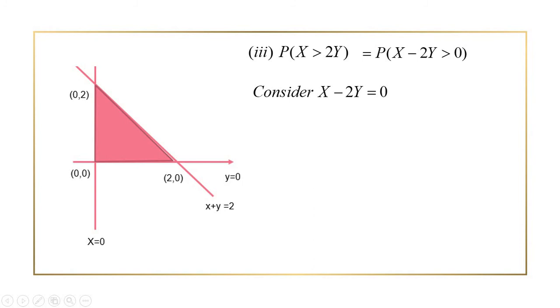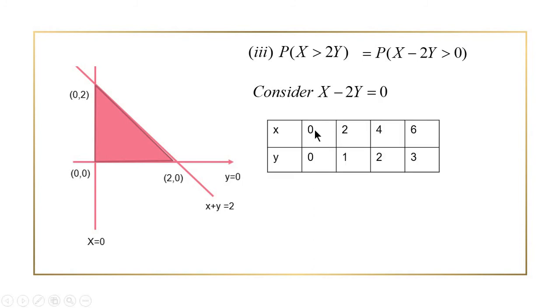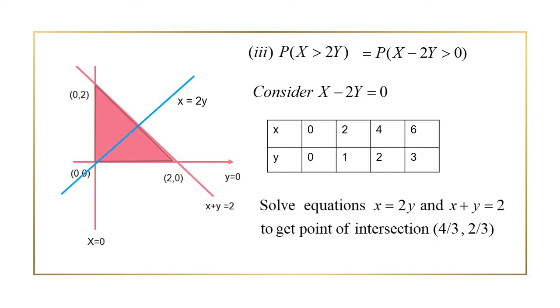You have to plot this region. Put various values of x. When x is 0, y is 0. When x is 2, y is 1. When x is 4, y is 2. When x is 6, y is 3. Plot these points 0, 0, 2, 1, 4, 2, 6, 3. Upon plotting, you get this blue colored line. So this is my equation, x equal to 2y.